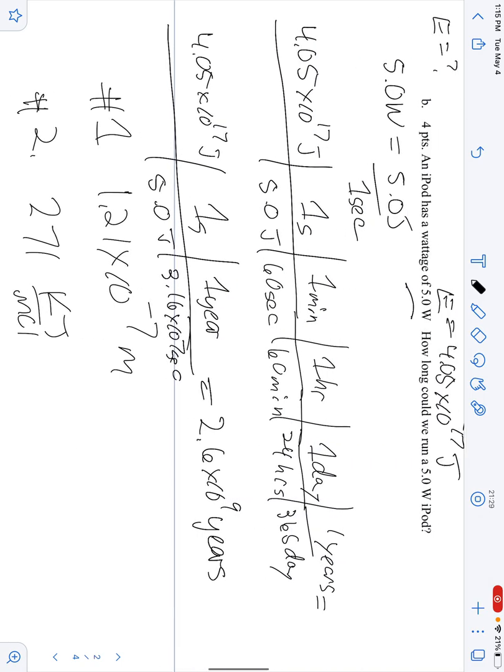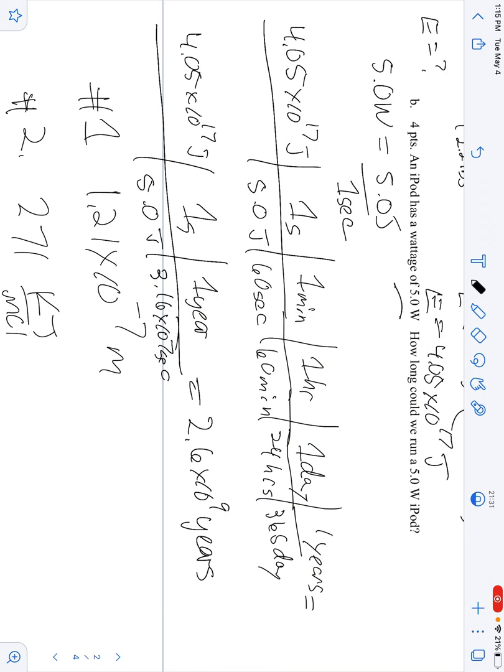Yep. So that's your test. And like I said, if you want to do more practice problems, you could always do quantum worksheet number 2.